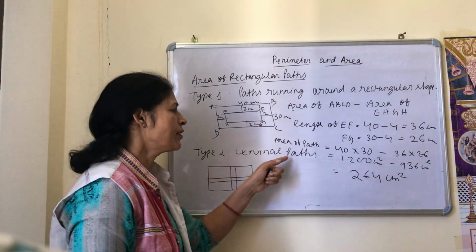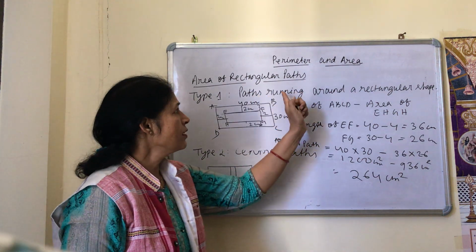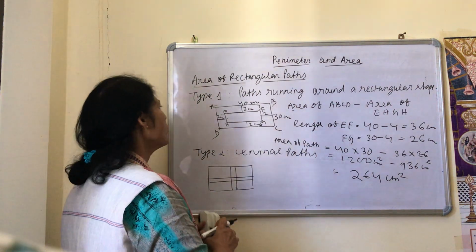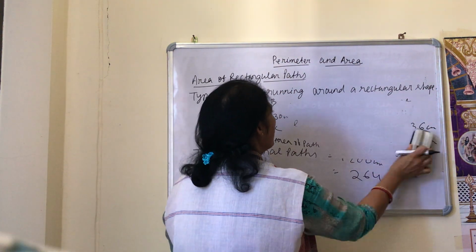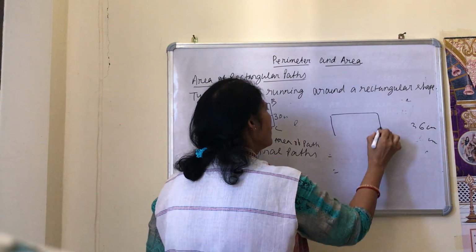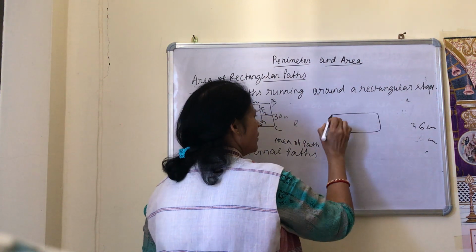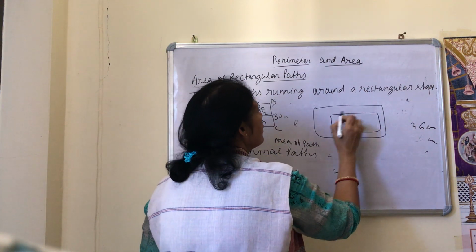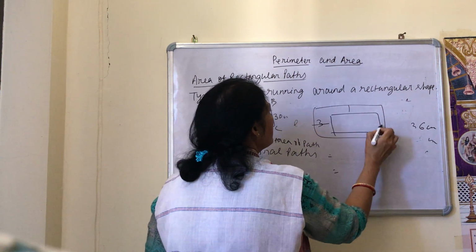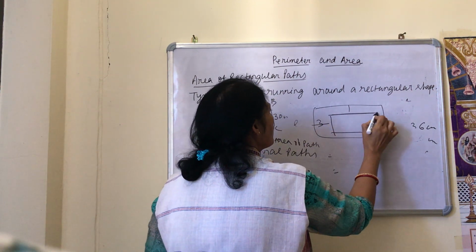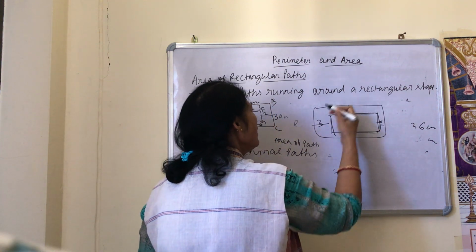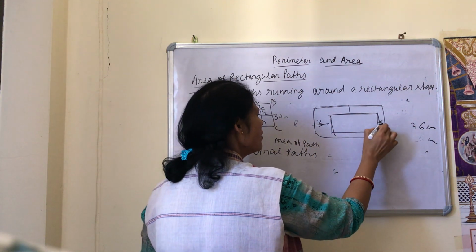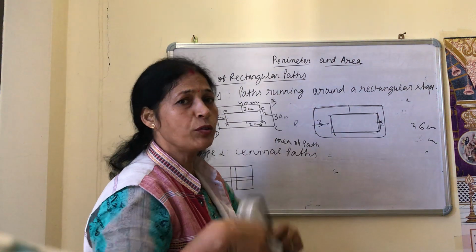Now type 2 is the central path. This was type 1, path running around a rectangular shape. It may be inside or it may be outside. Suppose one is outside, then how do you find out? Suppose one field is given and all around is 3 centimeter. So first, given the length and breadth of this field, you have to find out the length and breadth of the outer field. So if 3 centimeter, 3 centimeter, you have to add 6 centimeter. Then you get the required.